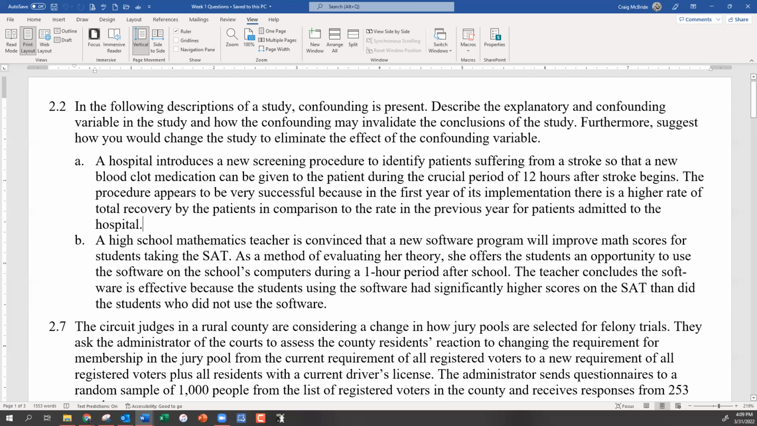So it kind of goes hand in hand with the screening procedure and the new blood clot medication, but it comes down to the new blood clot medication is really kind of the backbone explanatory variable. That's the thing that they're hoping is going to quote unquote cause this higher recovery rate. Well, what are some confounding variables, right? So a confounding variable is something that could possibly influence the thing we're trying to measure, in this case, recovery rate, but it's something that we aren't controlling for, something that we basically don't have control of.